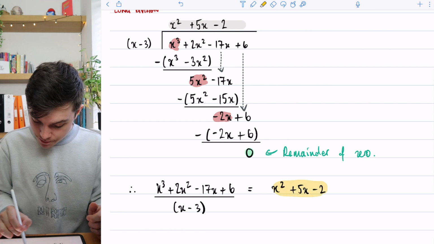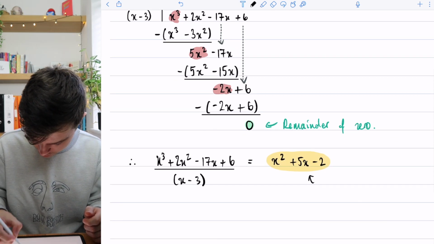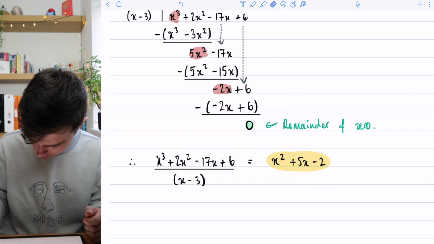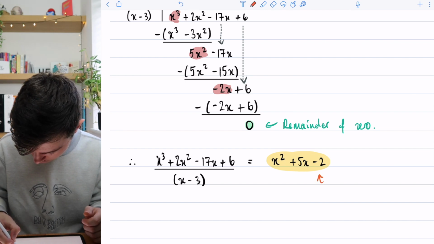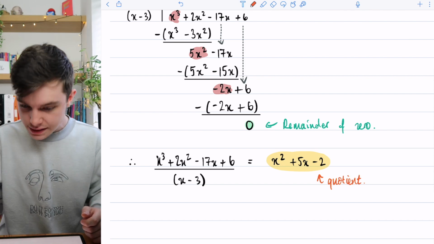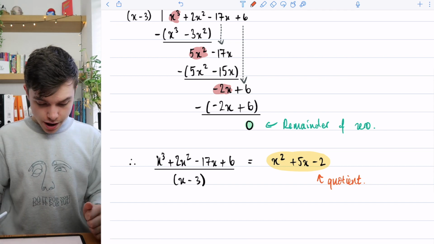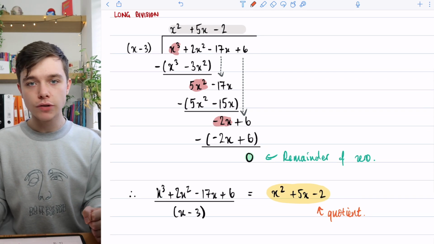That's our answer, but we also call that the quotient, okay? That is the quotient. In fact, we'll write that in orange, okay? That is the quotient. Okay, so that's all we really have to do in terms of long division there.